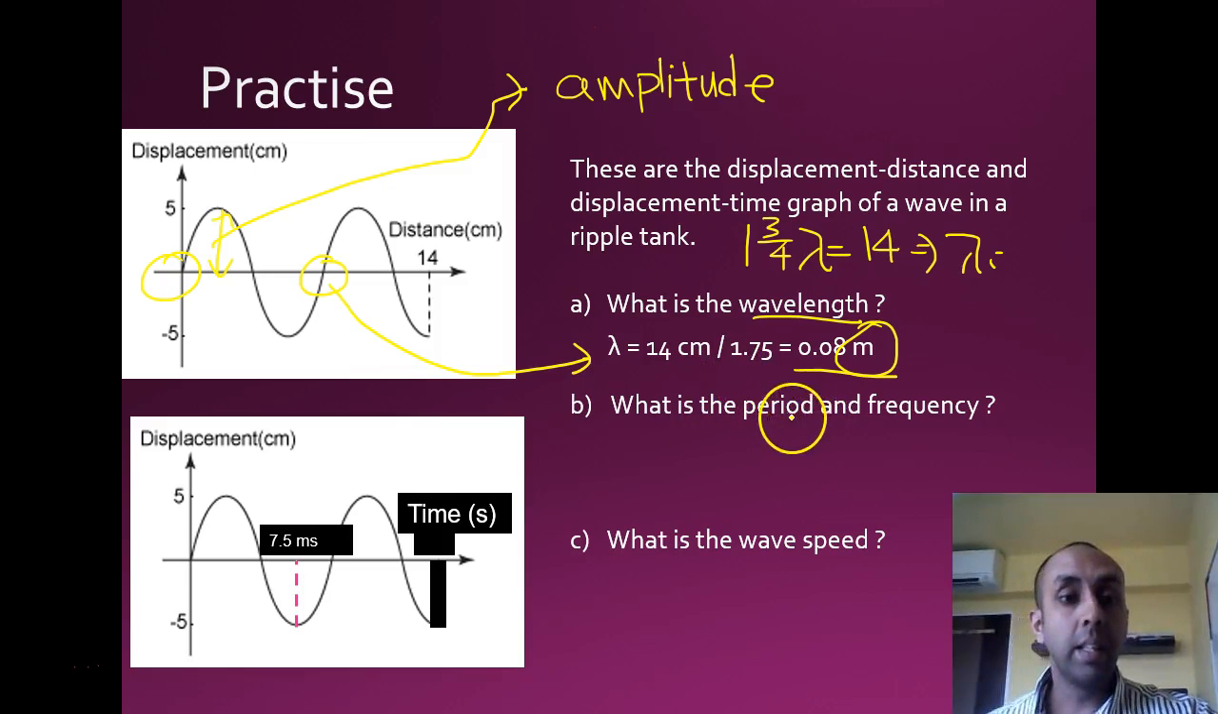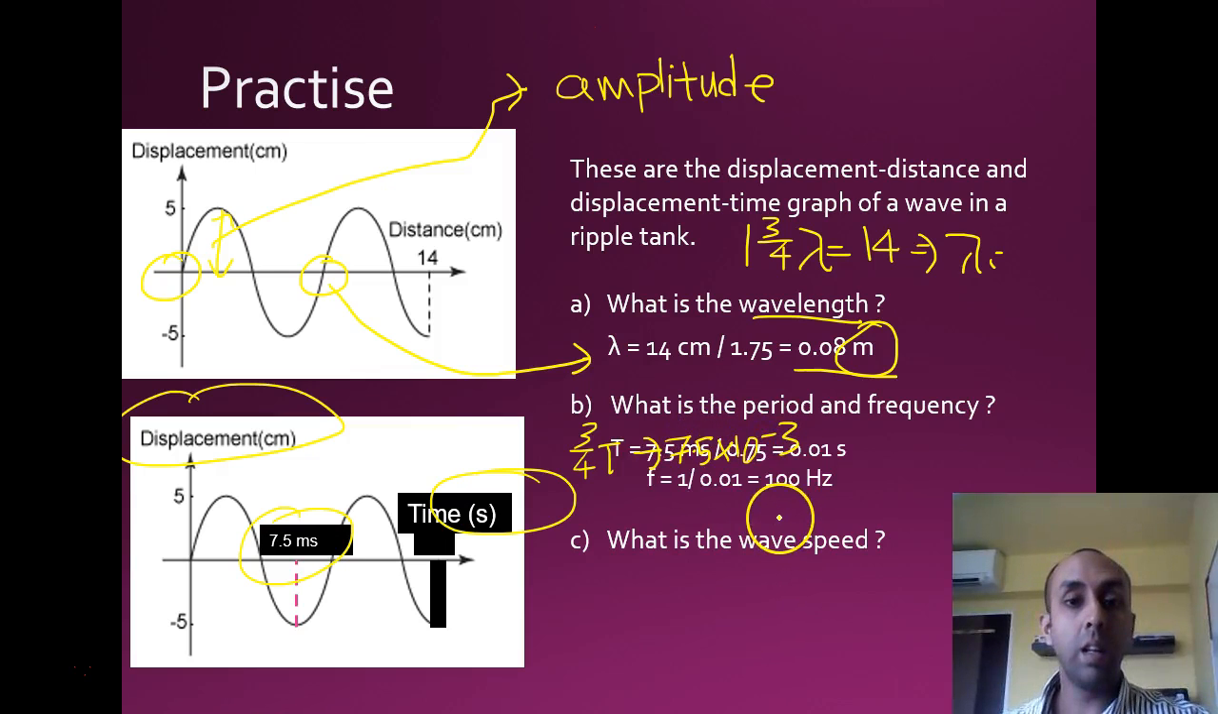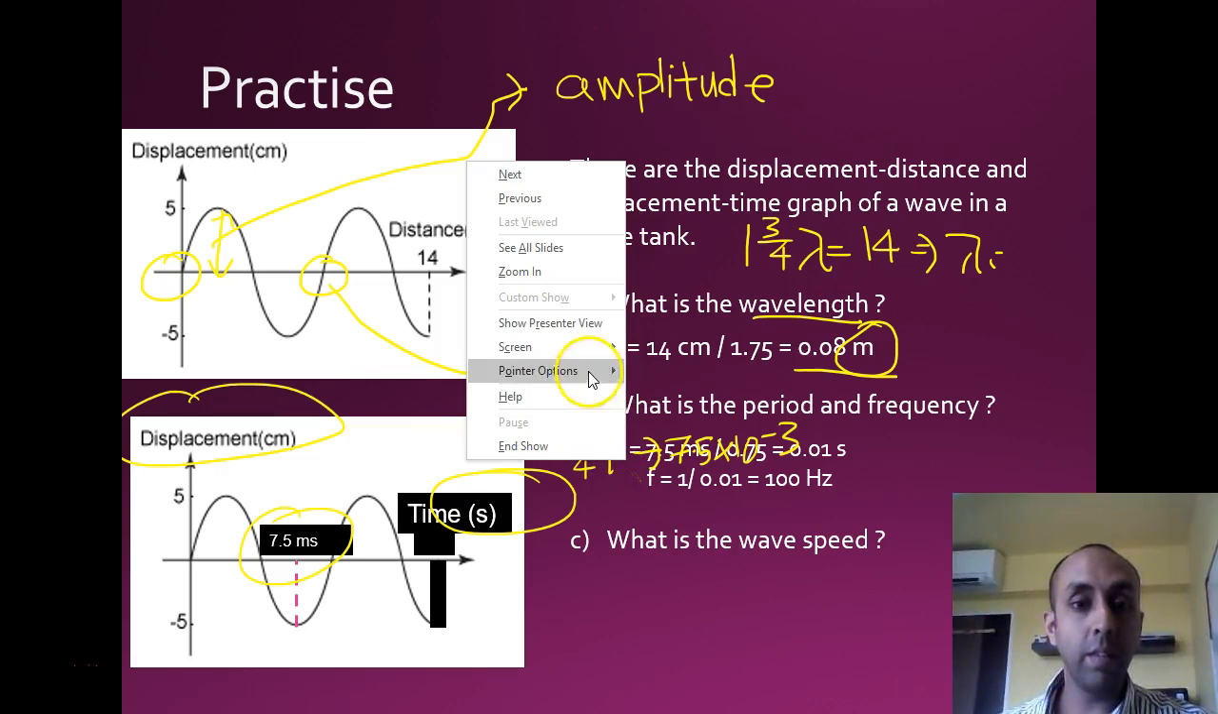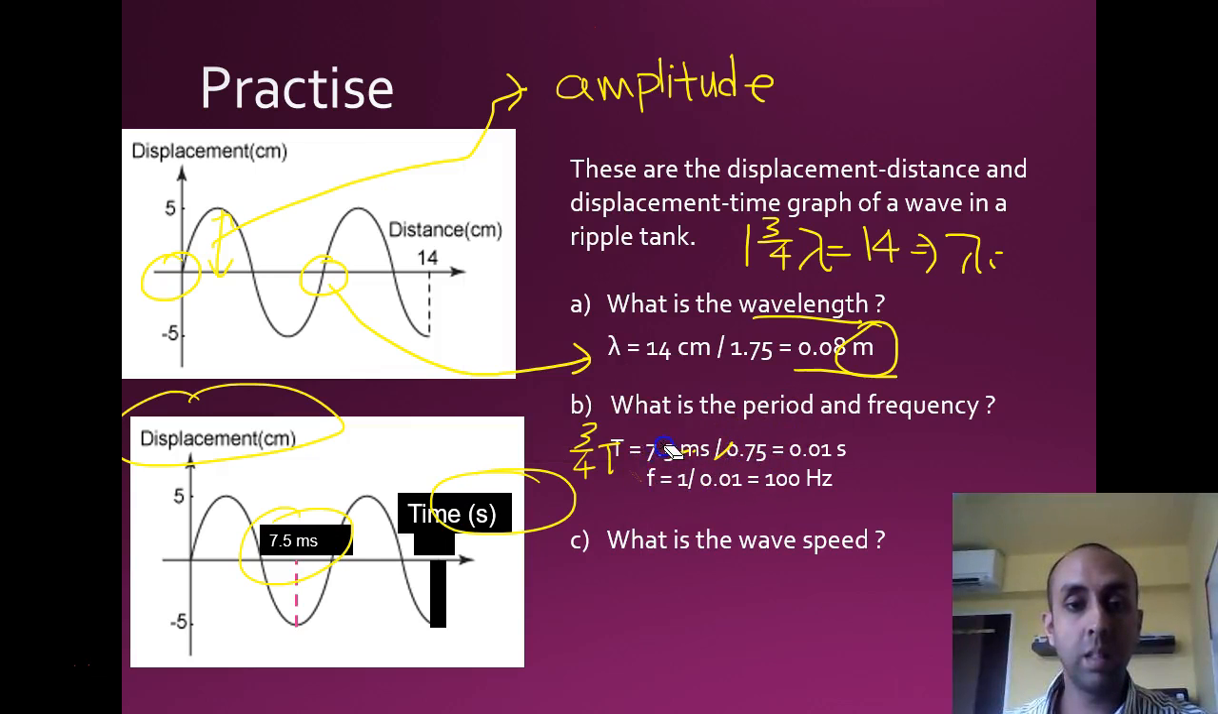Now, period and frequency. The period and frequency can only be found by the displacement time graph, so always use that. Here, if you see, I've written 7.5 milliseconds to the 3/4 point. So that means that your 3/4 period is going to be 7.5 times 10 to the power minus 3. So then you see 7.5 divided by 0.75, I get 0.01 second. I've already factored in the milli.